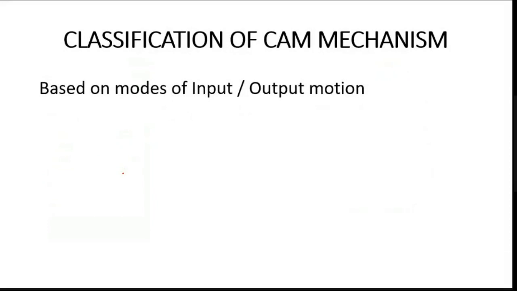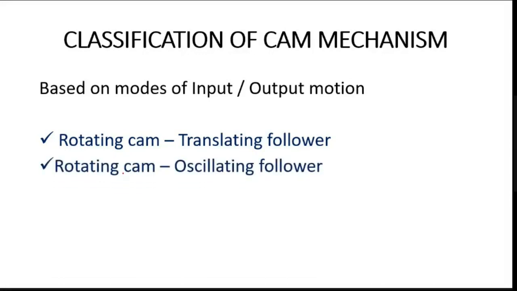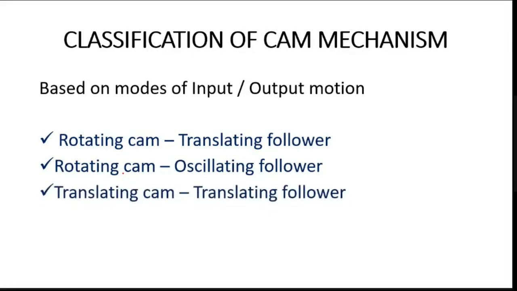Classification: mainly it is classified based on output or input motions. The first one is rotating cam and translating follower, which means your cam will be rotating and your follower will be reciprocating. Then cam rotating and follower oscillating is another type. And the last one is translating cam and translating follower, so both have translation motion. These are the different modes used for cam mechanisms.